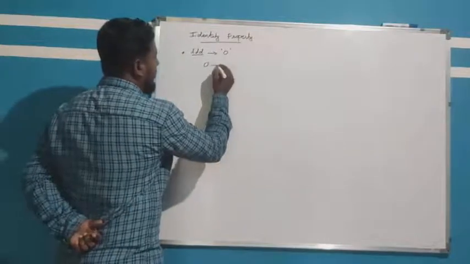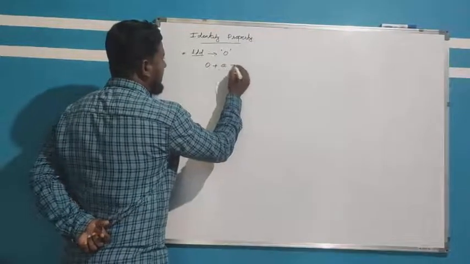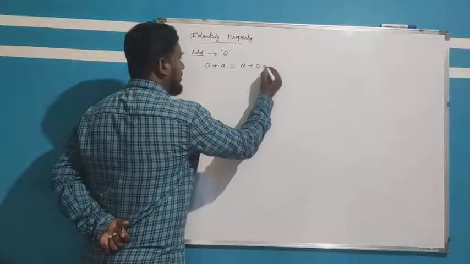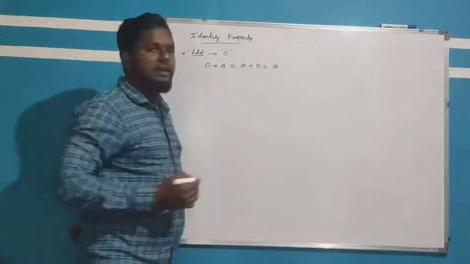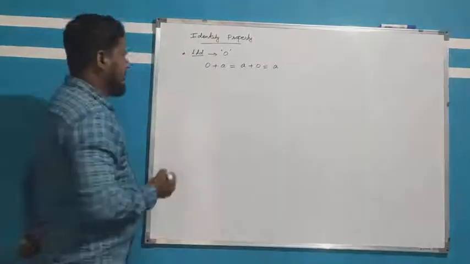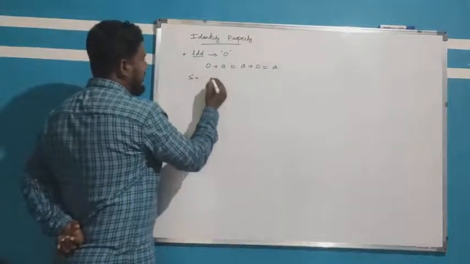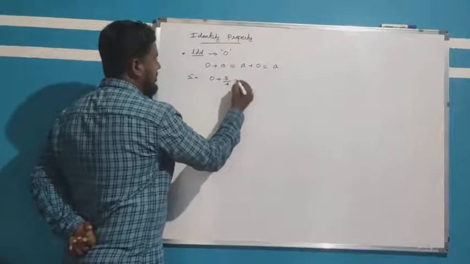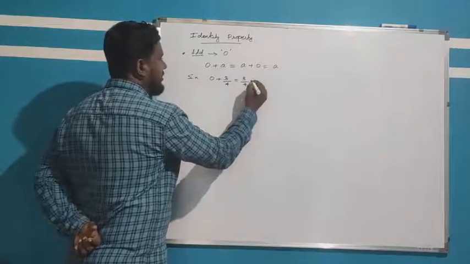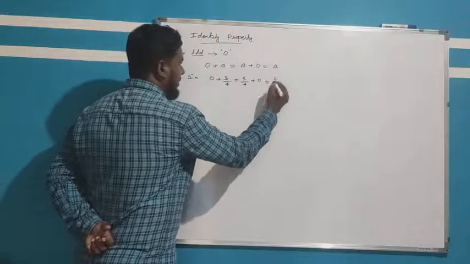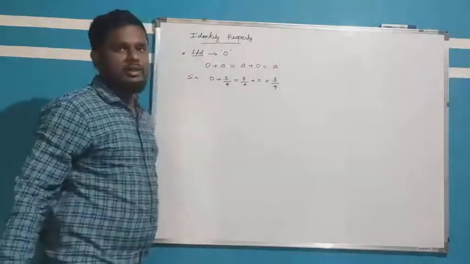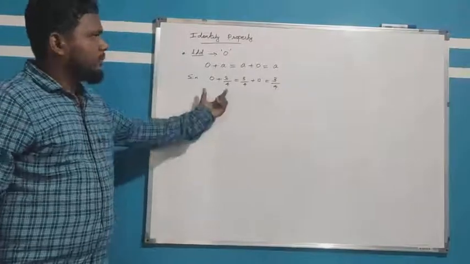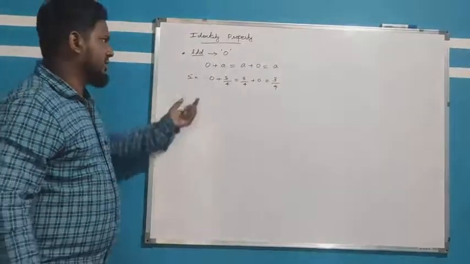0 added to a rational number, or a rational number added to 0, gives the rational number only. For example, 0 plus 3 by 4 is equal to 3 by 4, and 3 by 4 with 0 added is also 3 by 4 only. So this is the additive identity.